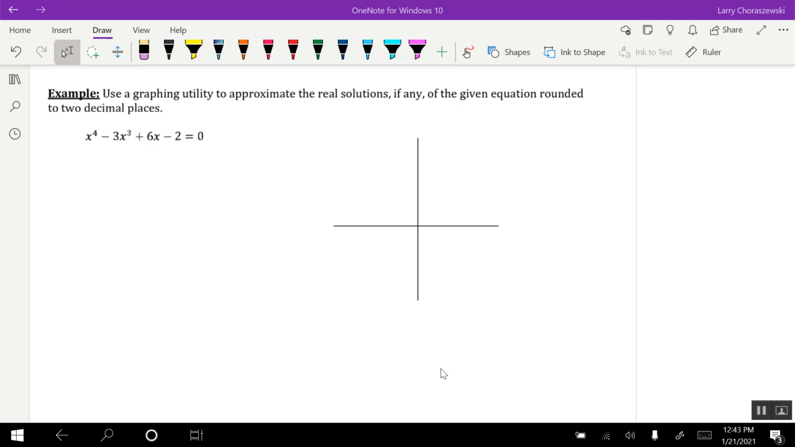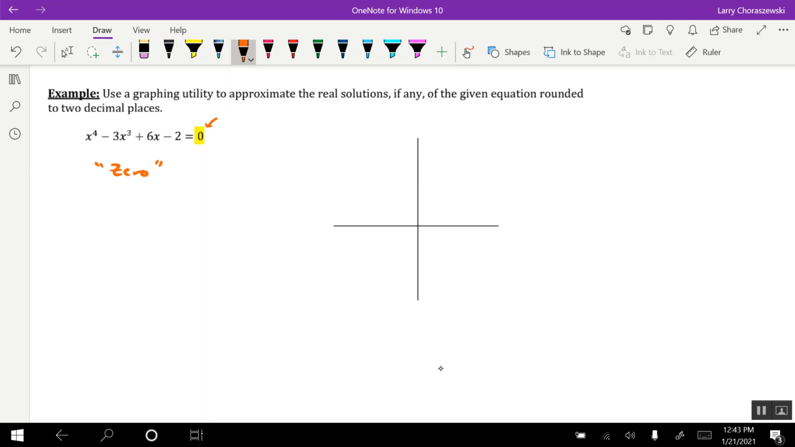Mr. C here, and in this video, we're going to solve another equation using the graphing calculator. Here we have x to the fourth minus 3x cubed plus 6x minus 2 equaling 0. Now, key thing about this equation is that the right-hand side is the number 0. And anytime one side of your equation is 0, it might be a good idea to use the 0 feature instead of the intersect feature.